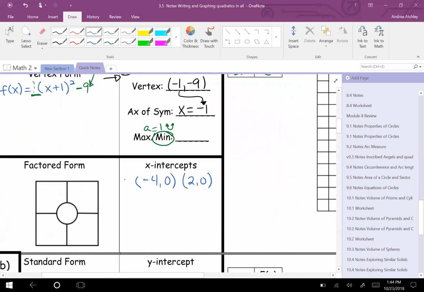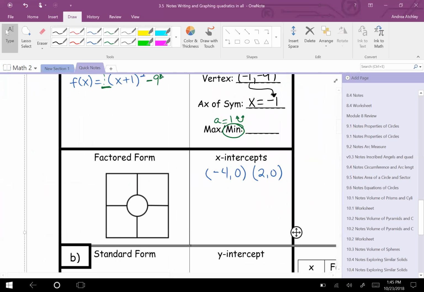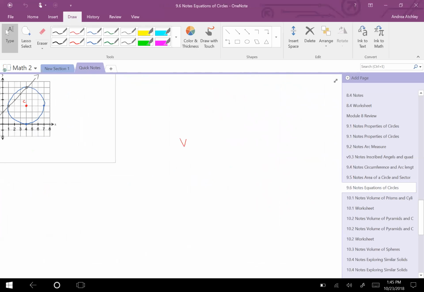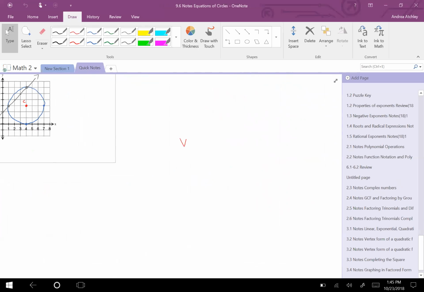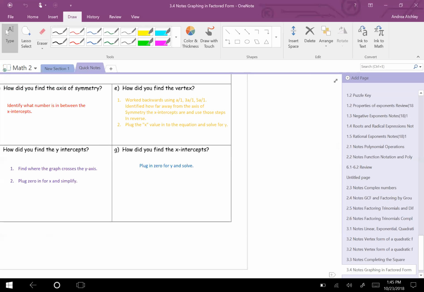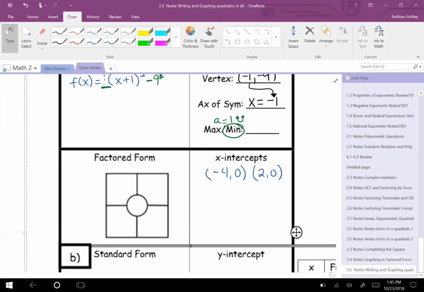Okay, factored form is very easy if I have my x-intercepts. So remember, don't write this down, you just need to follow along. In 3.4, I gave you the equation of x plus 3 and x plus 7. Okay. F of x would equal that, right?